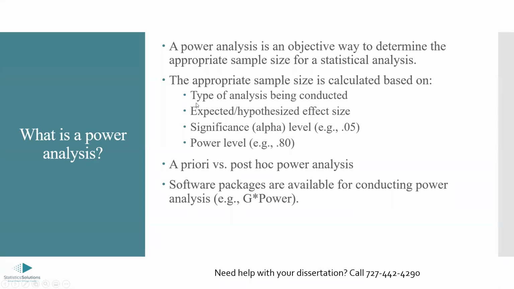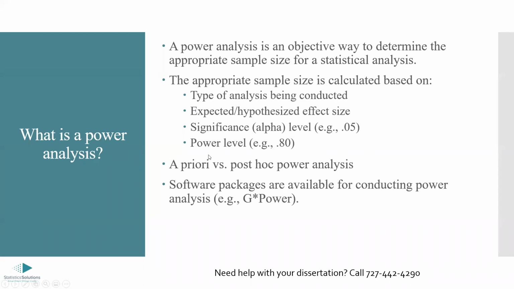So we have then the expected or hypothesized effect size. So you have to anticipate how strong of a relationship you are going to detect. And 99% of the time, you're going to see a significance level of 0.05. And then the power, as we discussed in the previous slide, is 0.8 conventionally.